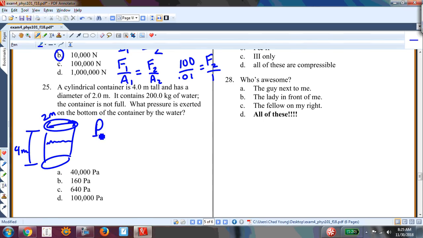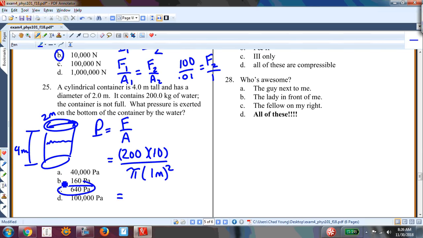So pressure is force over area. I think you had a tutor question like this. Yeah, this was from tutor. So my force is the weight of the fluid, 200 times 10, that's M times G, divided by the area, which is going to be pi times the radius, which is 1 meter, squared. So it's 2,000 divided by pi, which is 637, 640 pascals. That's 25.